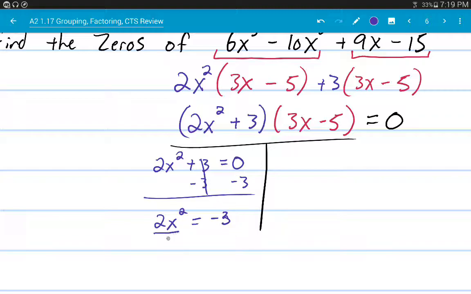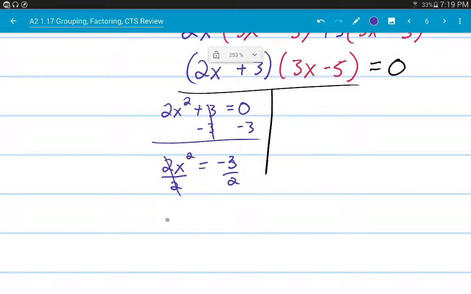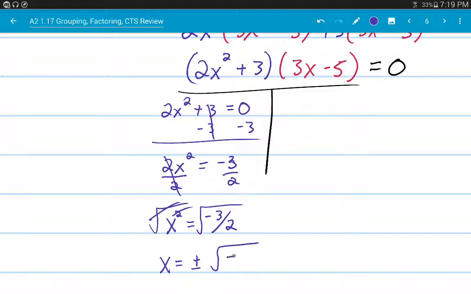I still have a 2 on the front, so I'm going to divide by 2. So I get x squared is equal to negative 3 over 2. And finally, I square root both sides to cancel out the square. So x is equal to plus or minus the square root of negative 3 over 2. There's nothing else I can do to simplify that for now.